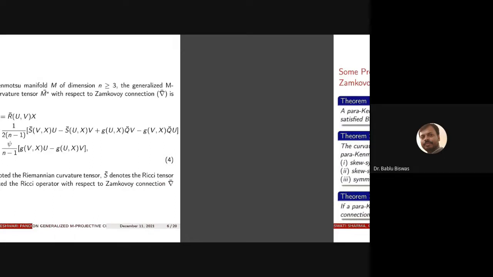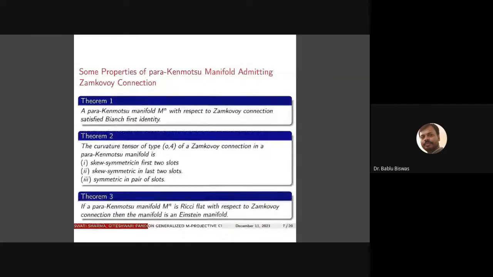Some properties of para-Kenmotsu manifold admitting Zamkovoy connection. Theorem 1: A para-Kenmotsu manifold Mn with respect to the Zamkovoy connection satisfies Bianchi's first identity. Theorem 2: The curvature tensor of type (0,4) of a Zamkovoy connection in a para-Kenmotsu manifold is symmetric in the first two slots, symmetric in the last two slots, and symmetric in pair of slots. And Theorem 3: If a para-Kenmotsu manifold Mn is Ricci flat with respect to the Zamkovoy connection, then the manifold is an Einstein manifold.